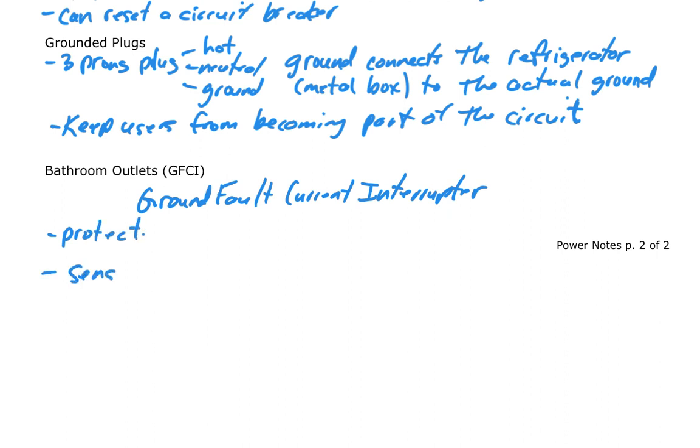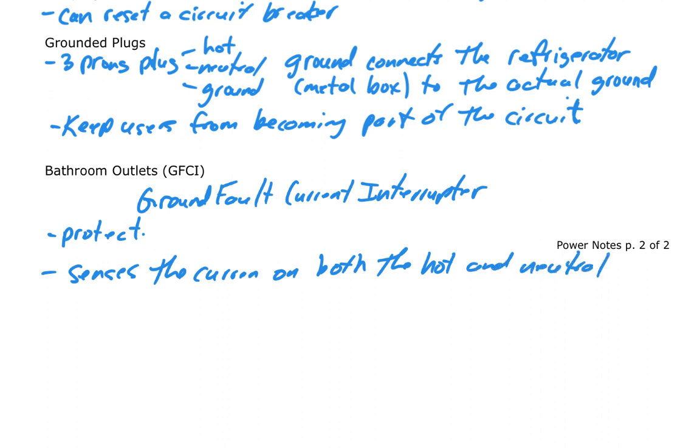This outlet senses the current on both the hot wire and the neutral wire. So it senses the current on the hot and the neutral. Now these should be the same, because we know that if you have a series connection, the current going into the outlet has got to be the current coming out of the outlet as well. So these currents should be the same.